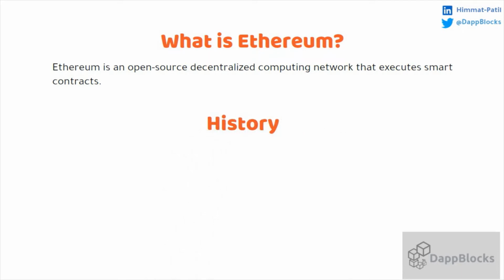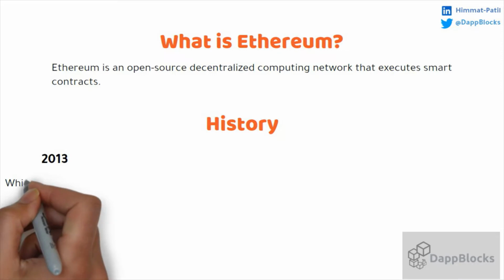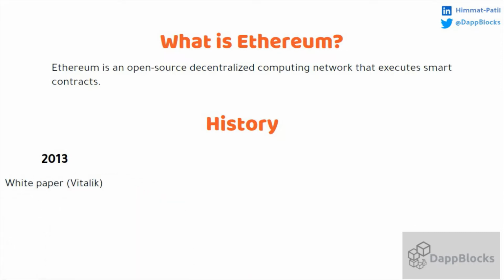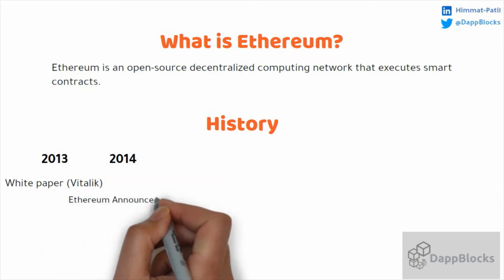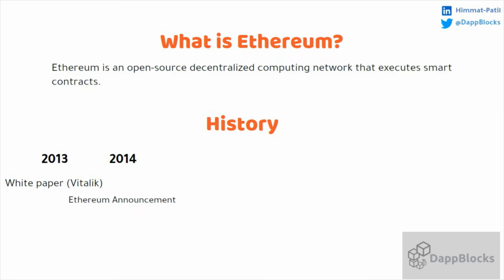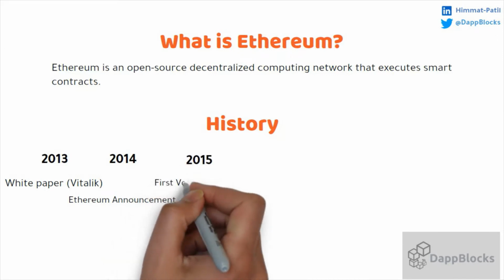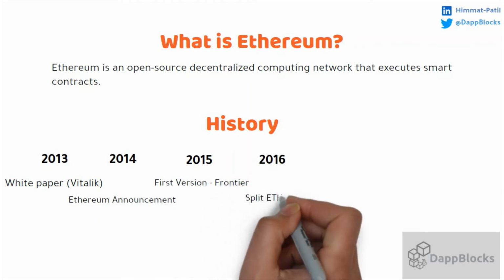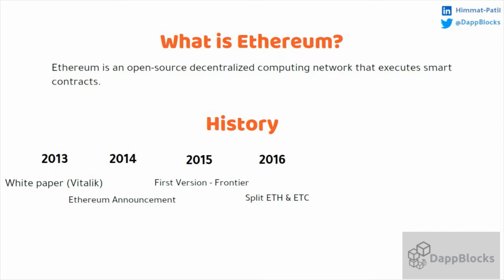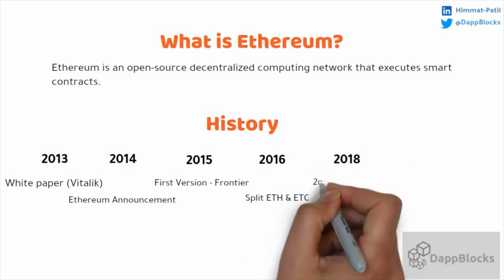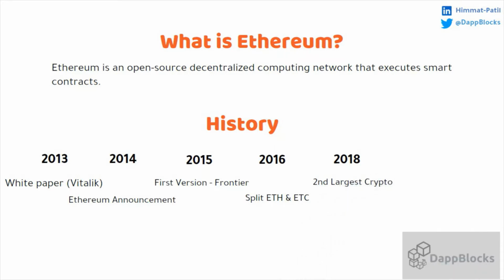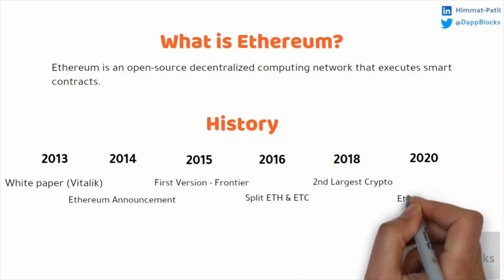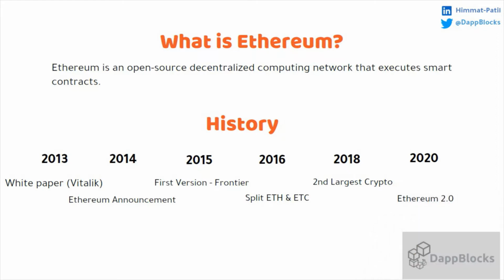Let's first see Ethereum history. In 2013, Vitalik described Ethereum in a white paper with the goal of creating applications. In 2014, Ethereum was announced at the North America Bitcoin conference in Miami. In 2015, the first live version of Ethereum called Frontier was started. In 2016, Ethereum was split into two different blockchains. One is Ethereum and another is Ethereum Classic. In 2018, Ethereum became the second largest cryptocurrency after Bitcoin. In 2020, Ethereum launched ETH 2.0. Ethereum is an evolving technology, so there are many upgrades happening in this space. Here we have captured only main events.